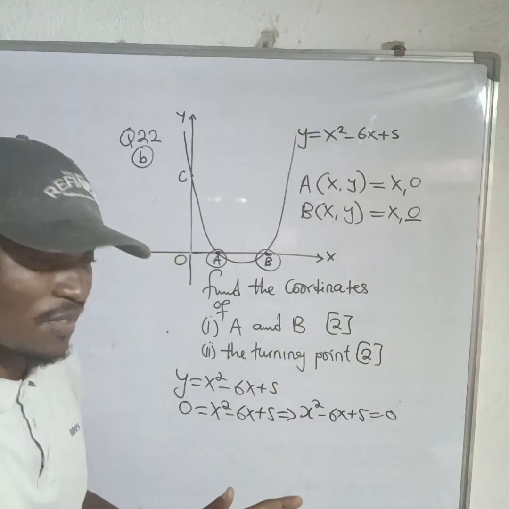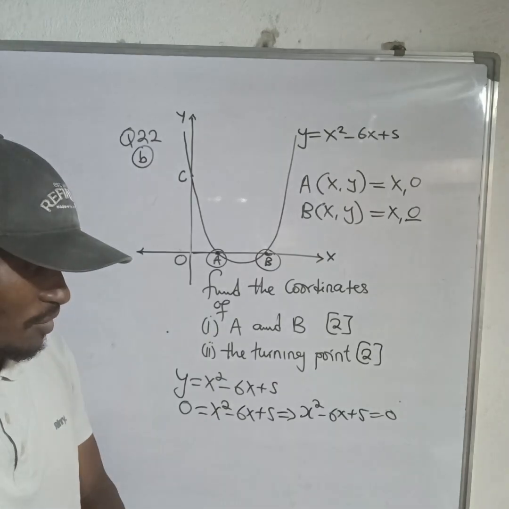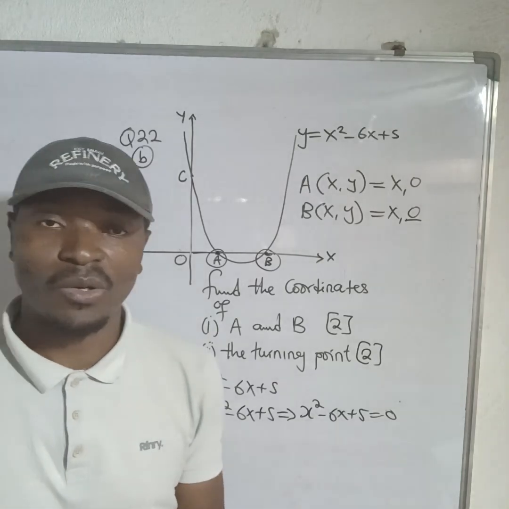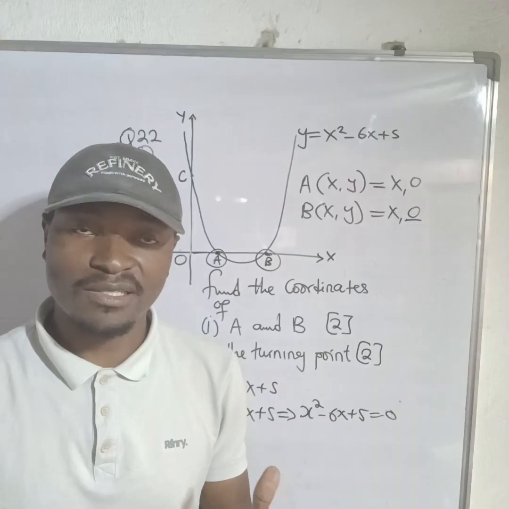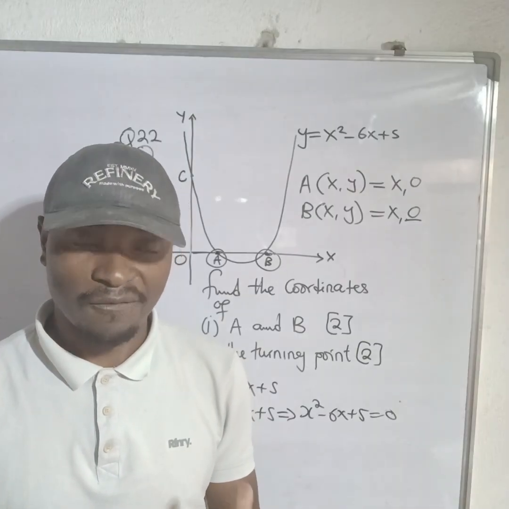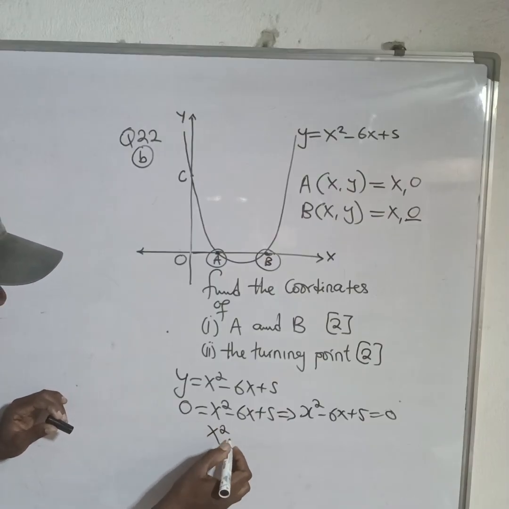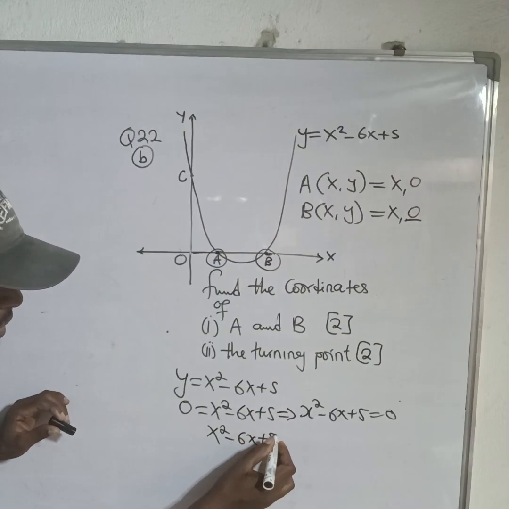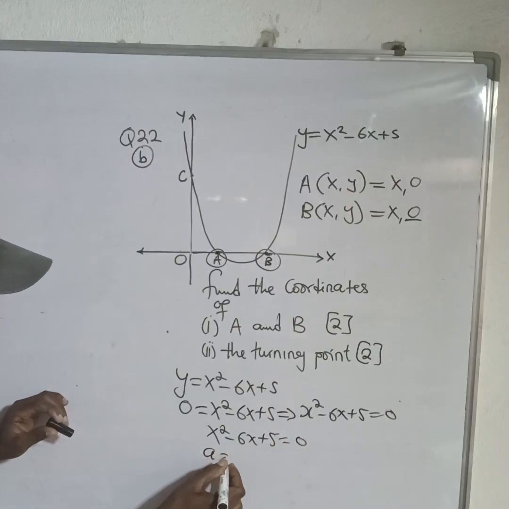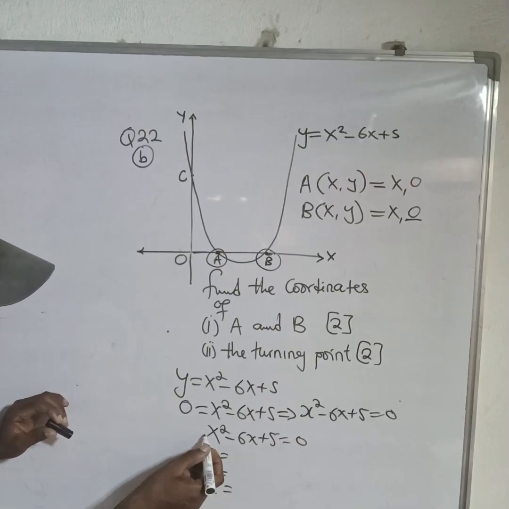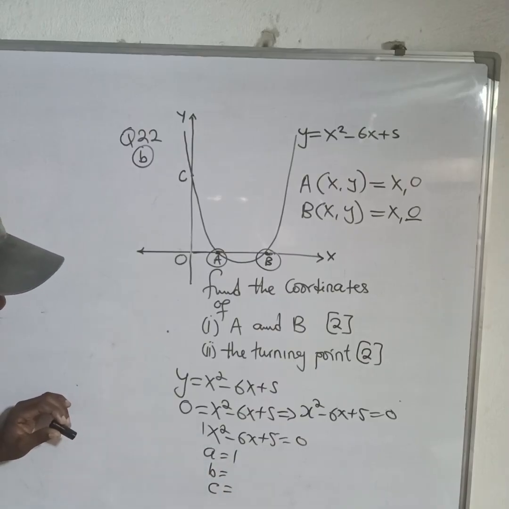We know that this is a standard quadratic equation. From there we can use the factorization method, where we find the sum, the product, and the factors. So from x squared minus 6x plus 5 equals 0, what is your a, what is your b, and what is your c? Our a is the number in front, the coefficient, which is just 1. Our b is the number in front of x, which is negative 6. Our c is just the constant 5.